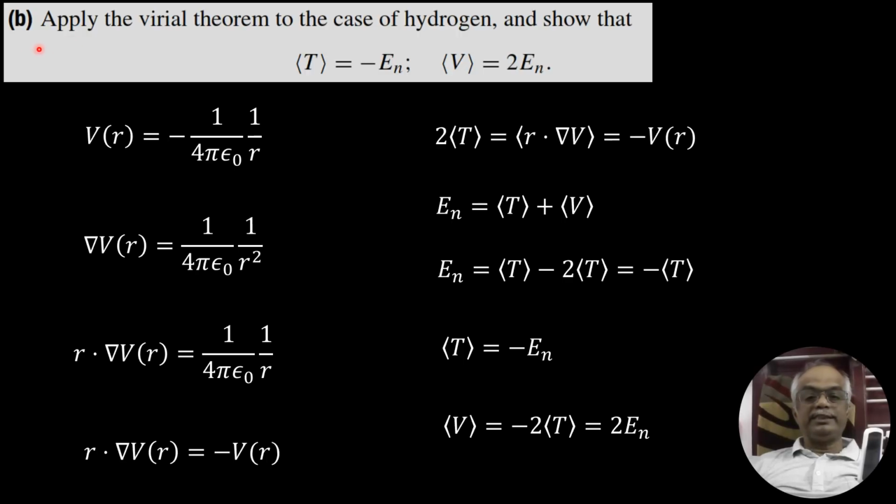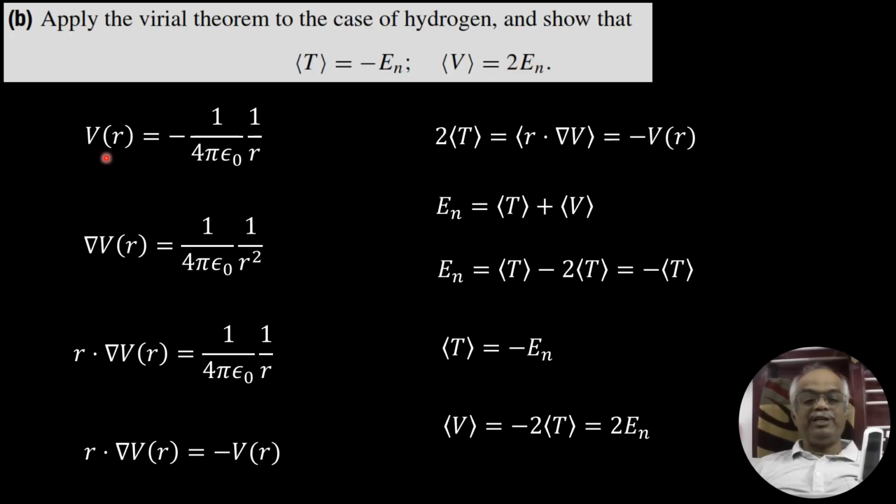So section B is: apply the Virial theorem to the case of hydrogen and show that the expectation value of kinetic energy T is equal to minus E_n, that is the nth energy state. And also the expectation value of the potential energy is equal to 2 times E_n.